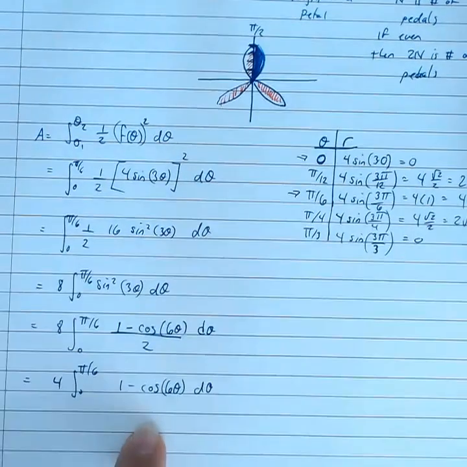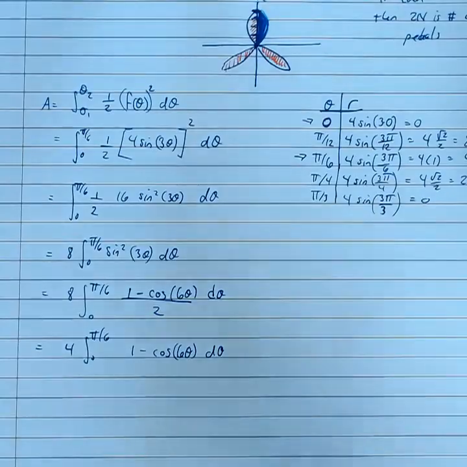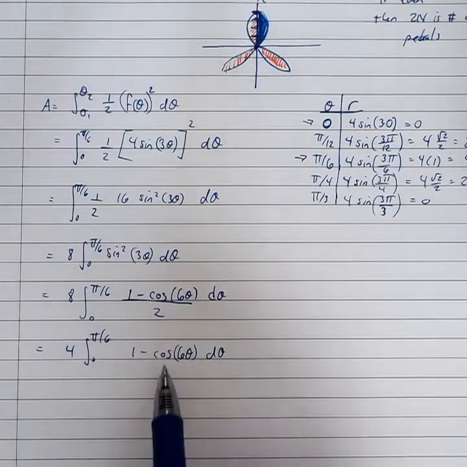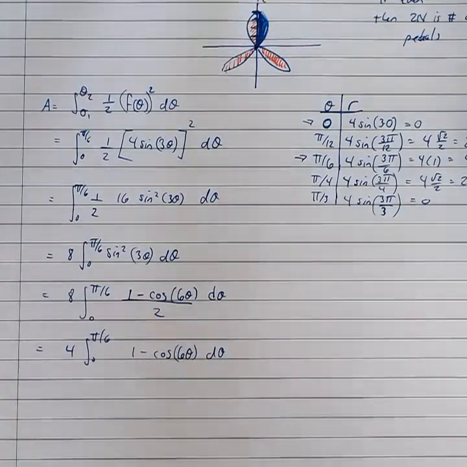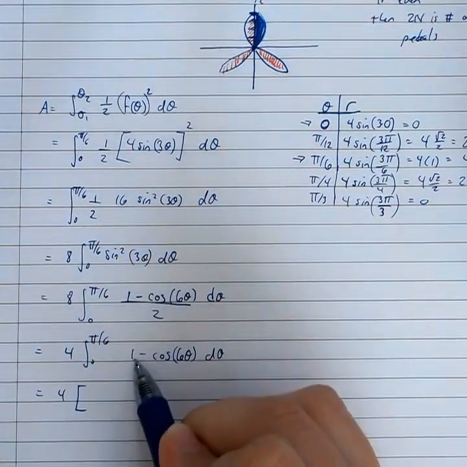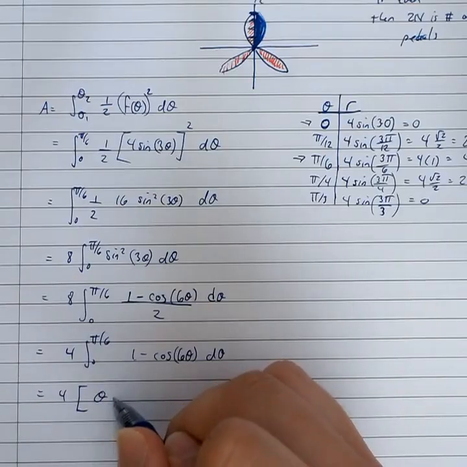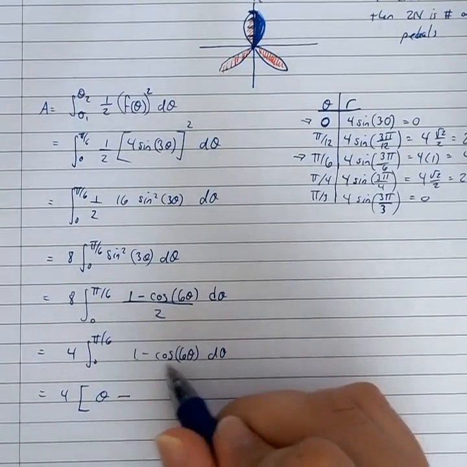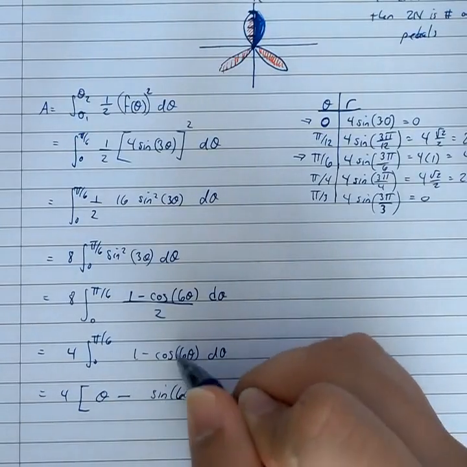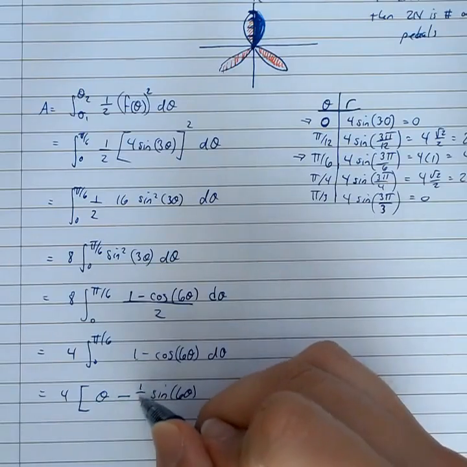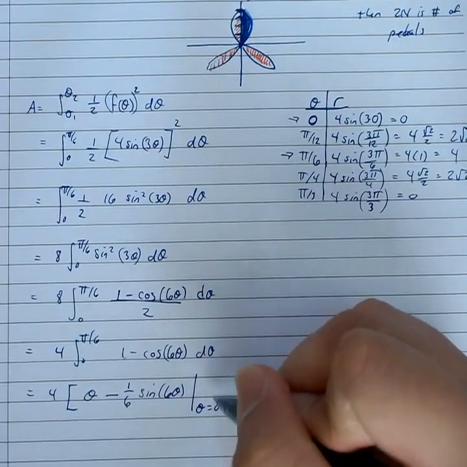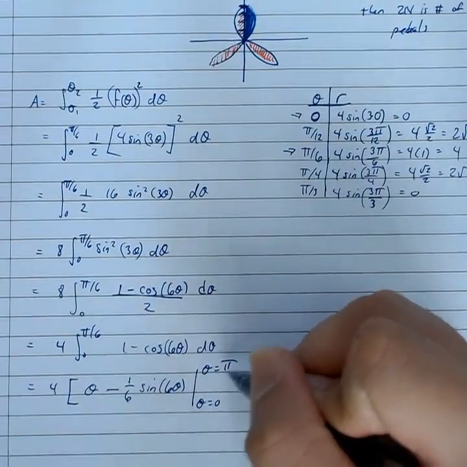And now that's an integral we can take. Because you have a bigger angle, we're going to need to use the chain rule, but now everything's down to a single power of cosine or a constant. So here that's going to give us 4 times the integral of 1 with respect to theta would be theta, minus the integral of cosine of 6 theta is going to be sine of 6 theta. But again, the chain rule has us divide everything here by 6, just like that. And that's being evaluated from theta equals 0 up to theta equals pi over 6.